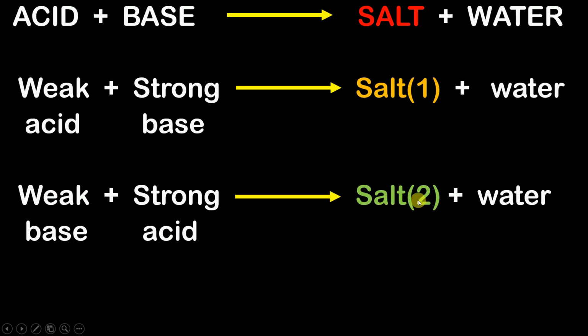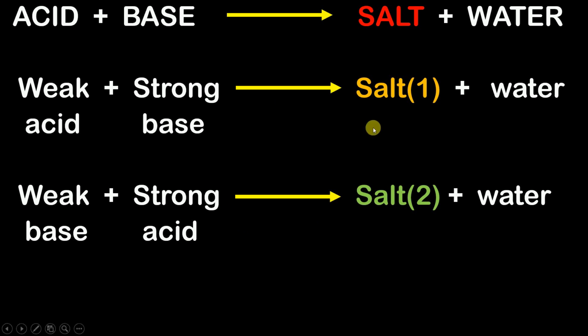Now, what I wanted to understand here is that this salt number 1 is called as salt of weak acid and strong base. I repeat myself again. This salt is called as salt of weak acid and strong base. Now this salt number 2 is called as salt of weak base. My bad guys, this salt is called as salt of weak base and strong acid. So I hope you have understood how to name the salts.